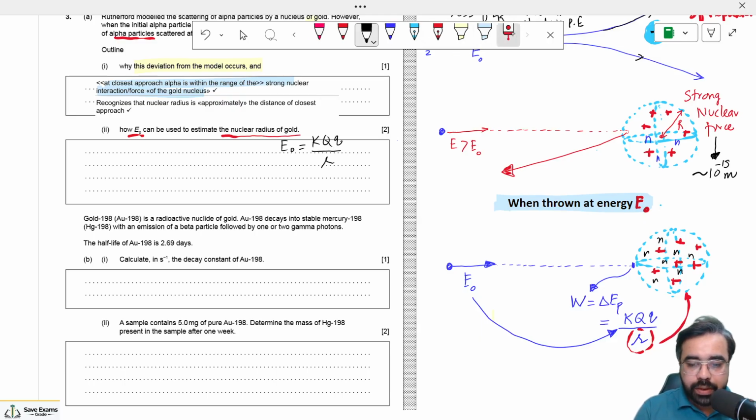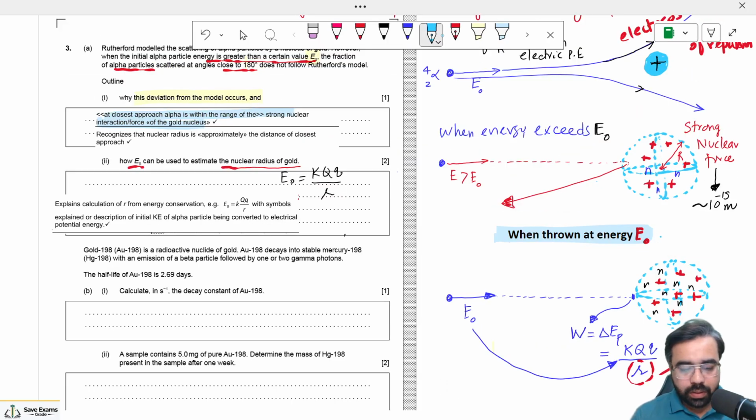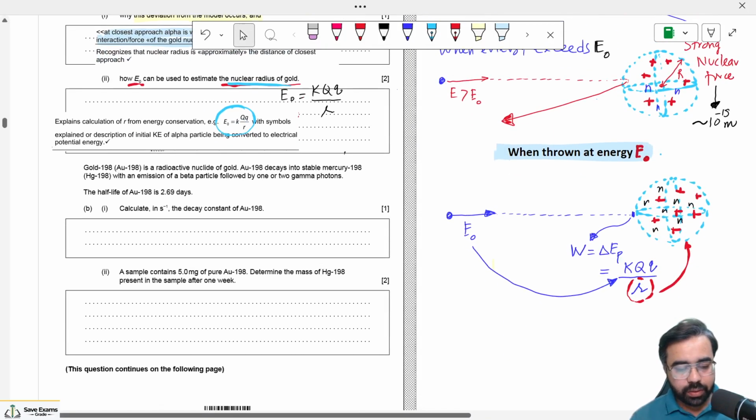The small q is the charge of the alpha particle, q is the charge of the gold nucleus, r is the distance of closest approach, and E0 is the kinetic energy. So this is the law of conservation of energy. With the help of this you can find the estimated radius of gold. Now the next question is gold 198, Au 198.